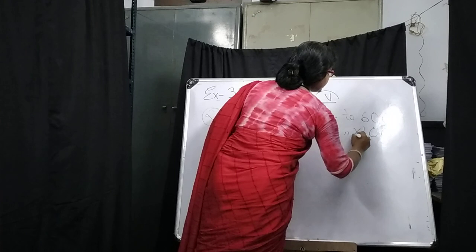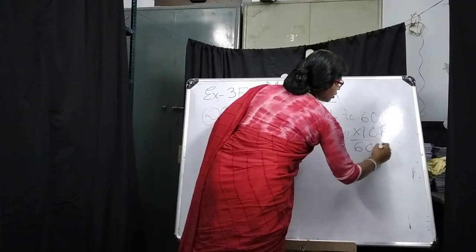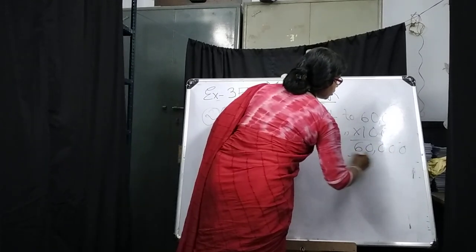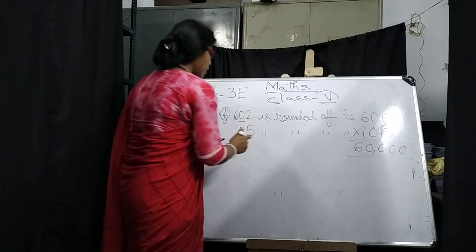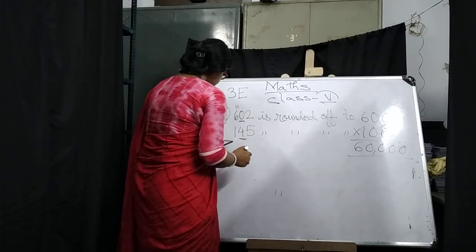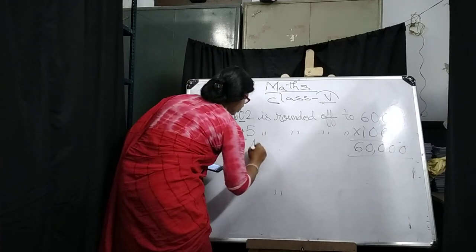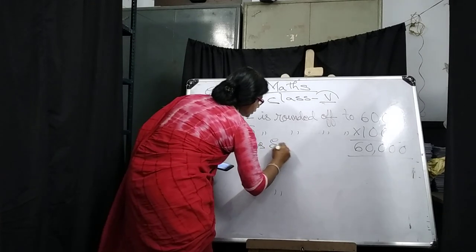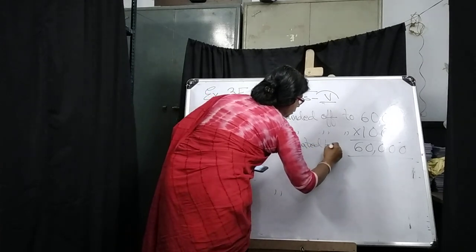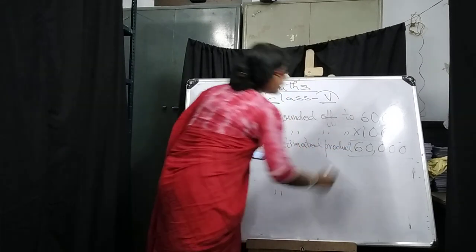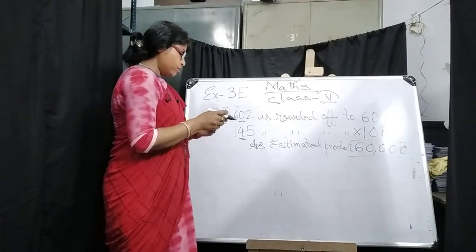Now let us multiply it. 6 ones are 6, 4 zeros. 1, 2, 3, 4. So this is the estimated product. So in the answer, what will we write? In the answer, we will write estimated product. Now, sum number 3.